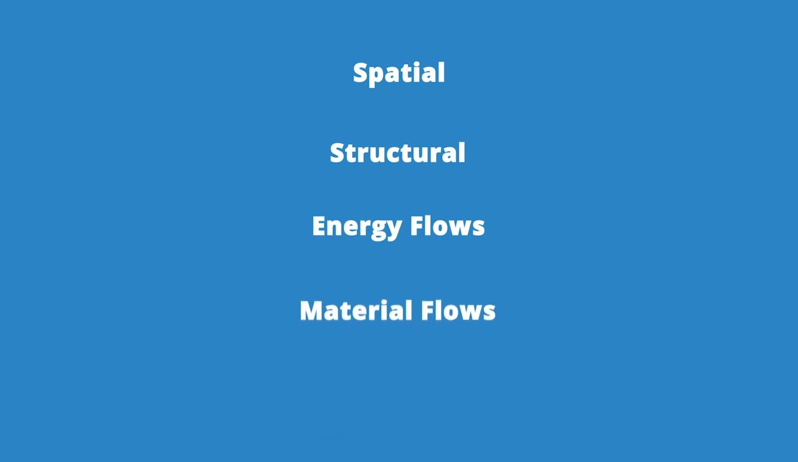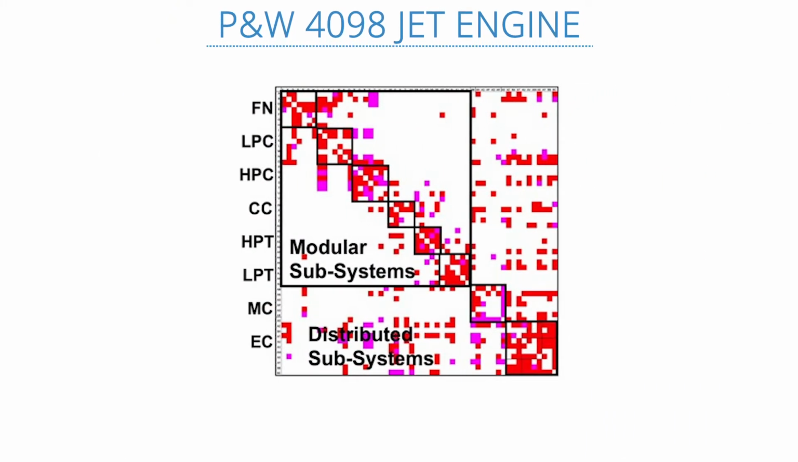And in particular, when we captured these interfaces, we very carefully documented 5 different types of interfaces, those being spatial connections, structural connections, energy flows, materials flows, data and controls. You'll notice that some of the subsystems have a lot of interfaces inside and very few across. I think of these as modular subsystems.